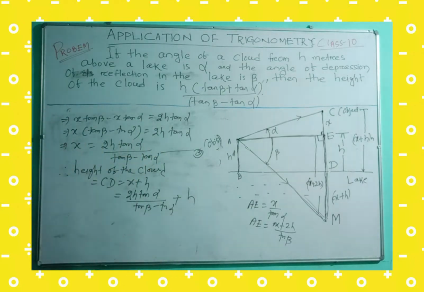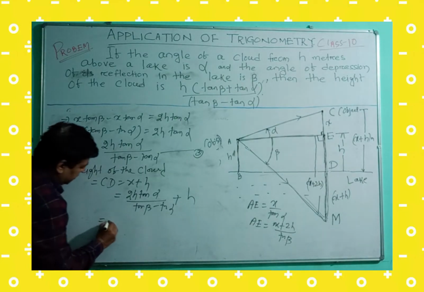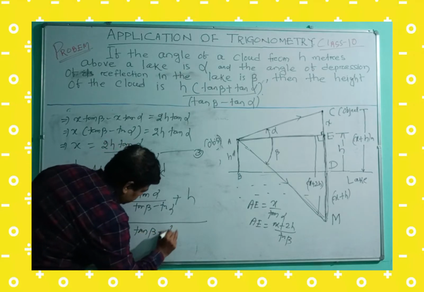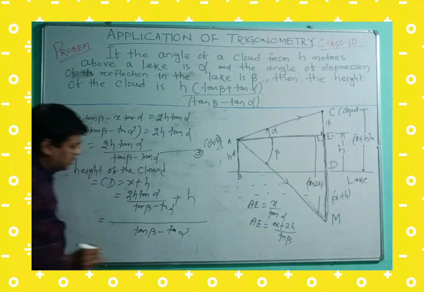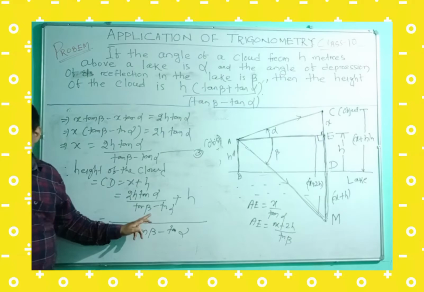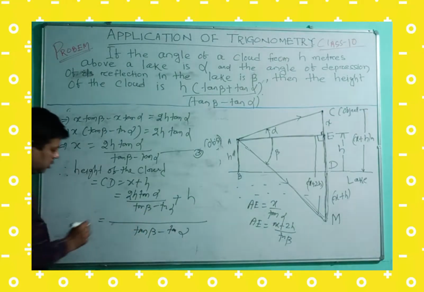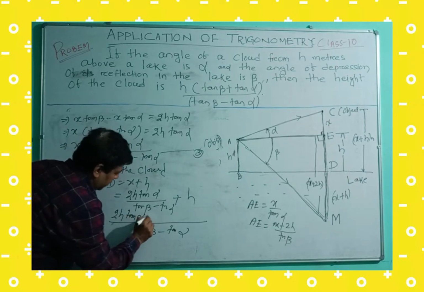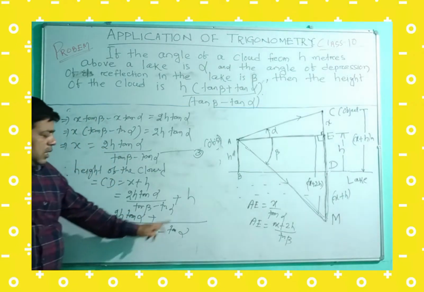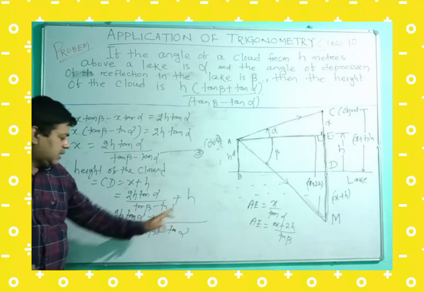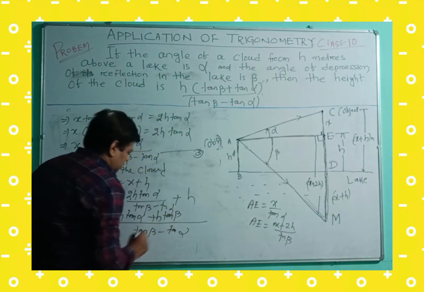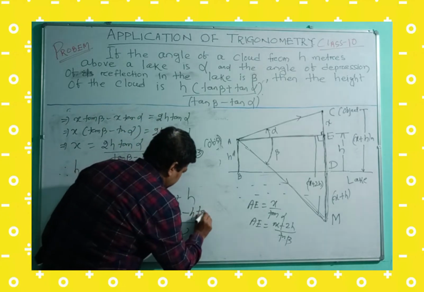Yes or no? Yes. Can you take the LCM? Yes. What is the LCM? Tan beta minus tan alpha. After taking the LCM, tan beta minus tan alpha will be cancelled. The value will be what? 2h tan alpha plus, and the tan beta minus tan alpha will multiply to this, and it will be h tan beta minus h tan alpha.